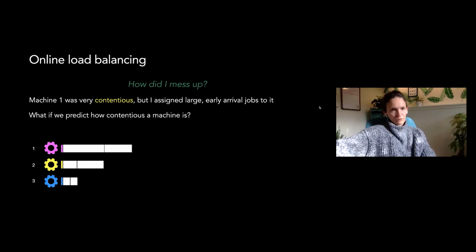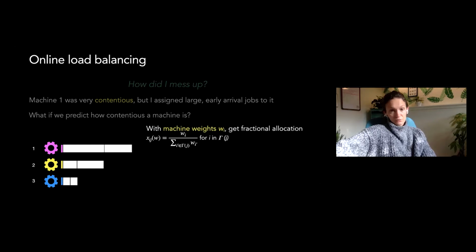So overall, a question is, what if we could predict how contentious a machine is? Then you can use that idea of how contentious a machine is to make better immediate assignments as you go, with the hope of producing a solution that has a smaller makespan.